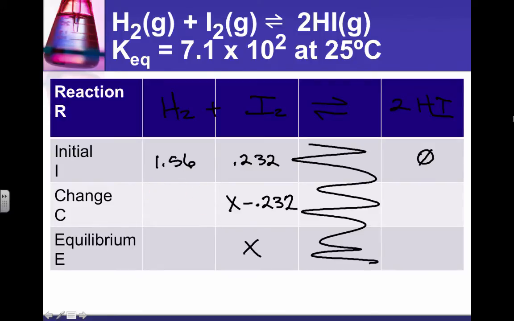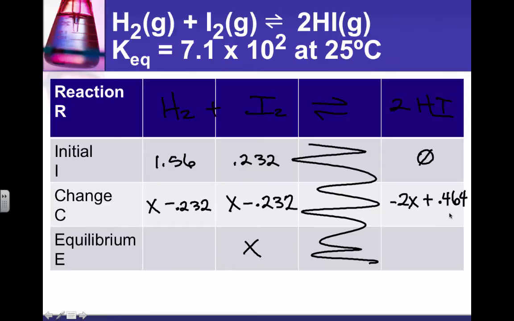Now we'll use stoichiometry for all of the rest. If I have a 1-to-1 mole ratio for hydrogen to iodine, then the change in hydrogen is also x minus 0.232. That was easy. Now I have to double it when I come to the other side, and I have to change the sign. So I take negative 2x plus, because minus a negative makes it a plus, and then I double 0.232 and get 0.464. Did I say 2.32?